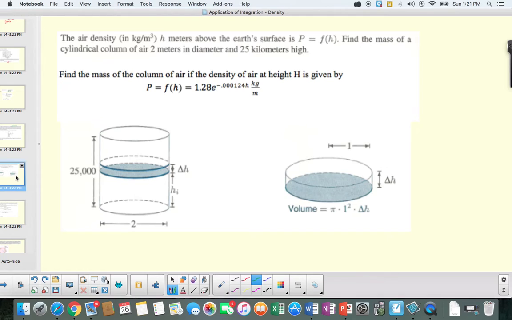Let's go to a 3D idea, and we'd like to find the mass of a cylindrical column of air 2 meters in diameter and 25 kilometers high. All right, so we have 1 meter here, and what we're going to try to do is find the volume here, and this will be pi r squared times delta h, and r will be 1.